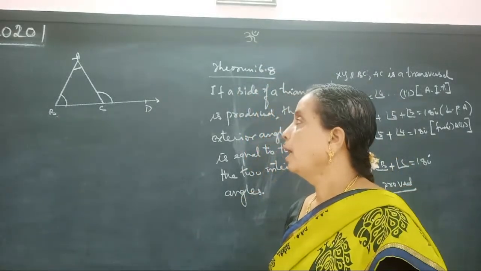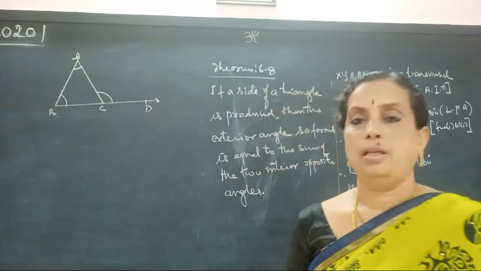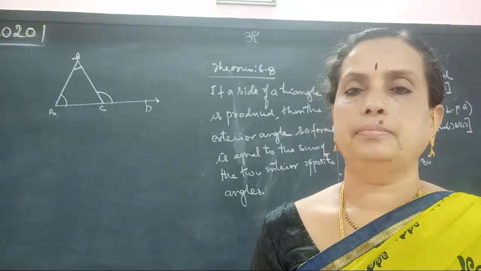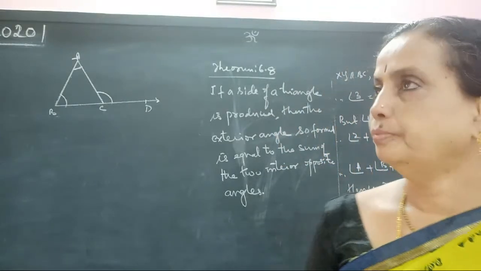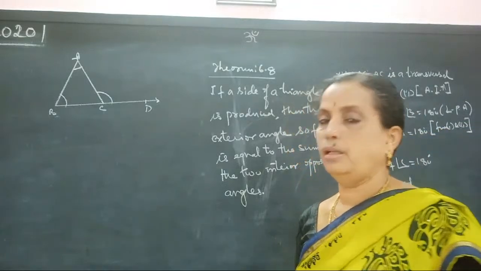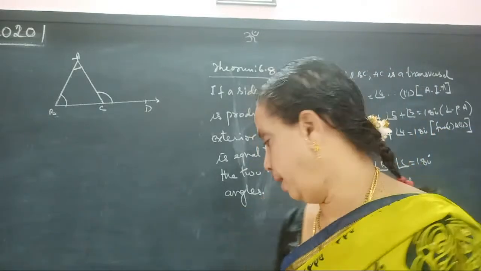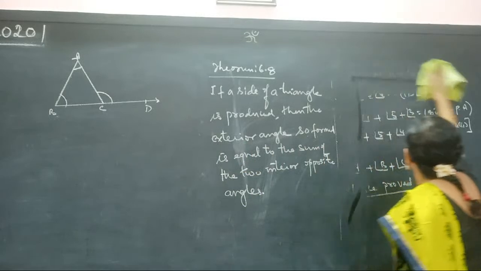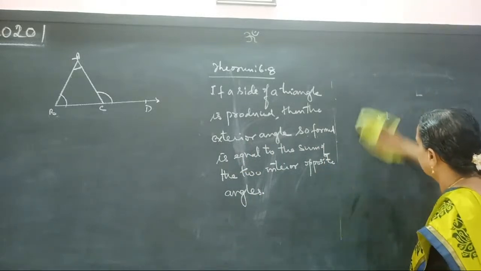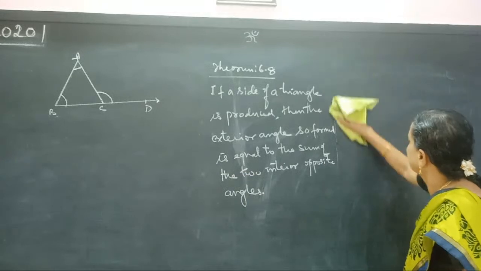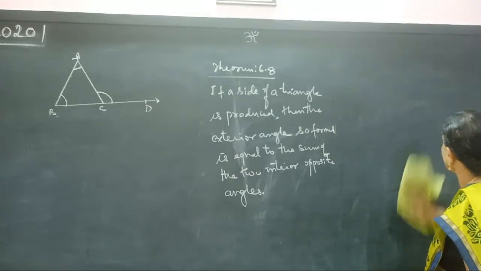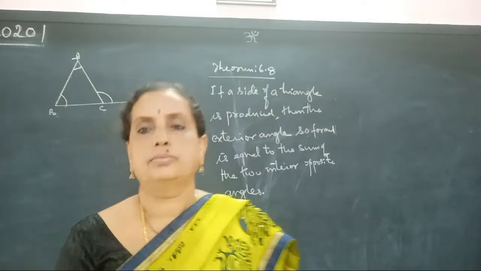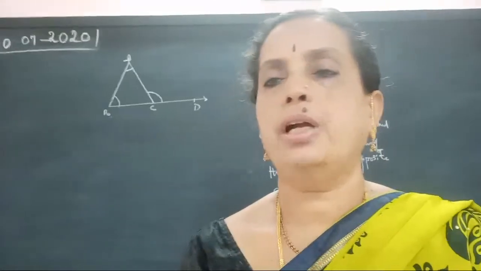We have to prove angle ACD equals angle A plus angle B. First statement, below the statement, figure. Over. Shall we start the theorem now?